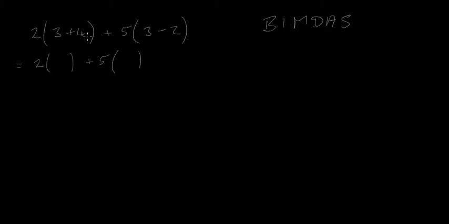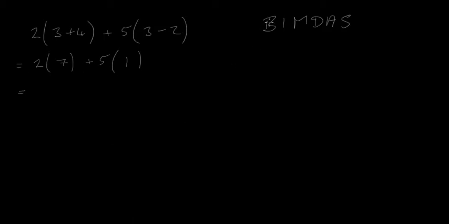So let's take this bracket here. We've got a 3 plus a 4. That's going to give me 7. We've got a 3 minus 2. That's going to give me 1. So all I've done on the first line here is what's inside the brackets. Let's go on again. Now you do BIMDAS again in the second line.